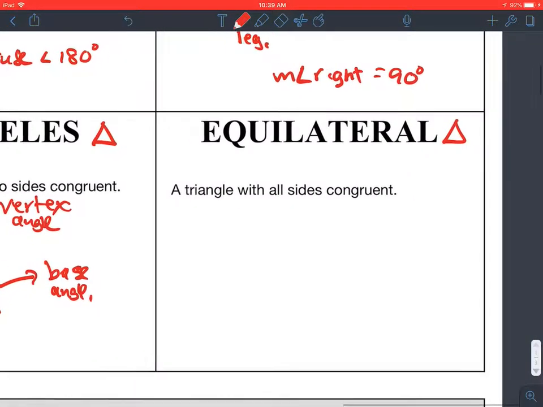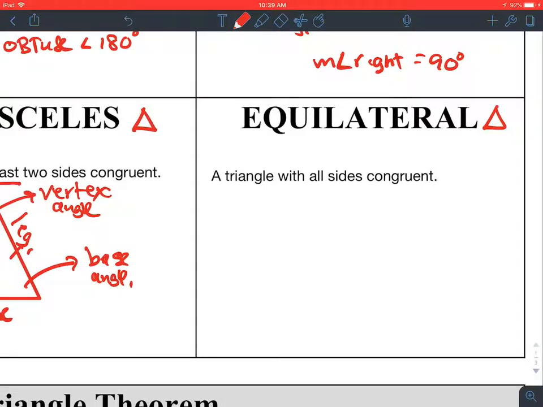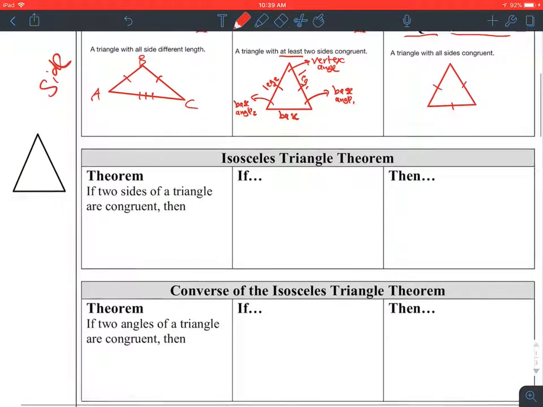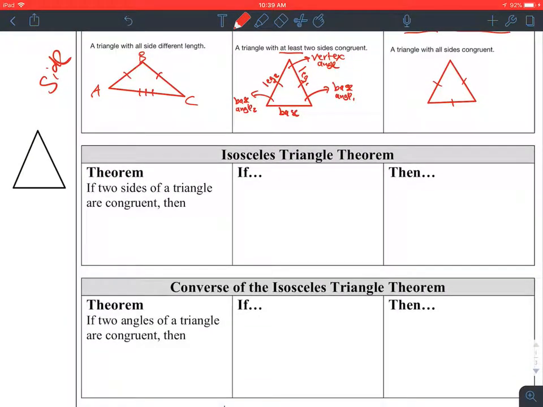Equilateral triangle. A triangle with all sides congruent. So this is a special type of isosceles in which every side has the same length. It's an equilateral. Equal means same, lateral means sides. Sides are the same length. It gets us to some theorems.